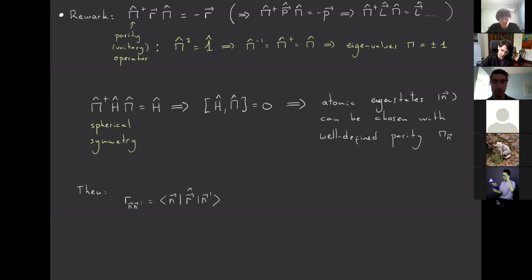Then what we can do in here is, you see that if we insert here a parity squared in these positions, what we will get is parity acting on R, okay, changes the sign. So it will give us a minus R. And then parity acting on the eigenstates n and n prime, because we have chosen them with well-defined parity, they just give you some eigenvalues of the parity, pi n and pi n prime.